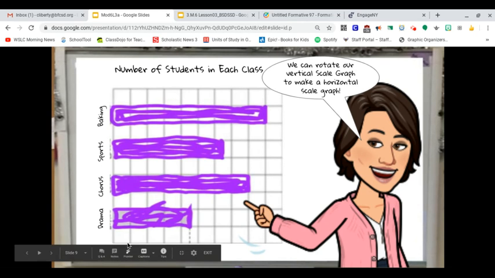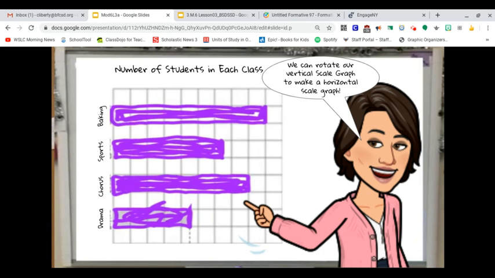Now I'm putting that climbing up this vertical line over here. So what needs to go down here at the bottom? What information is missing? I know the sports, but what don't I know? How many students are in each of those classes? So that is where I put my number of students. So I'm still counting by 2. I did not change my scale.